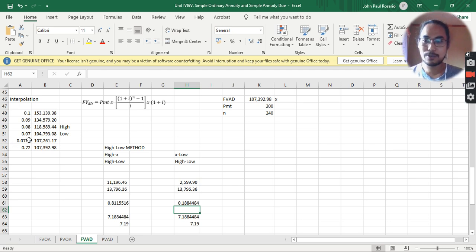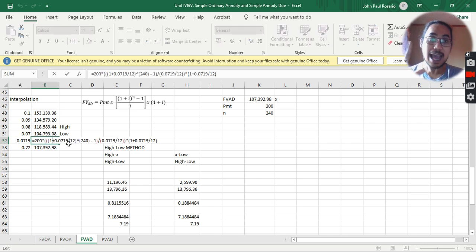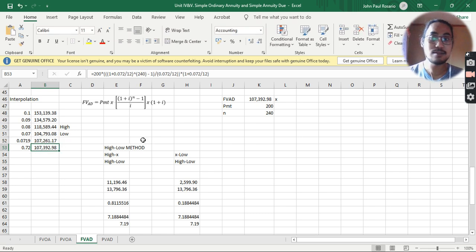So we have to start at 7.19. By using the same formula, we will replace the I here in our calculations with 7.19%. So 7.19, 7.19, 7.19. This should give us 107,261. This is near na sa ato ang target nga 107,392, but we can still explore for possibilities basin ay naa pay mas sibo na percentage.